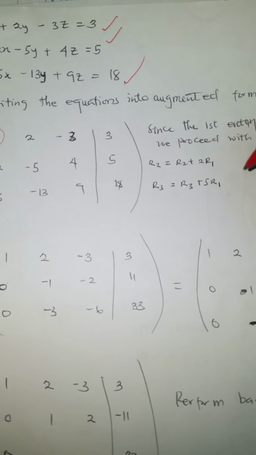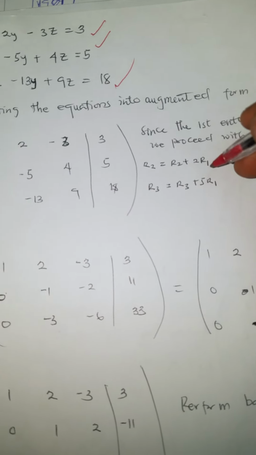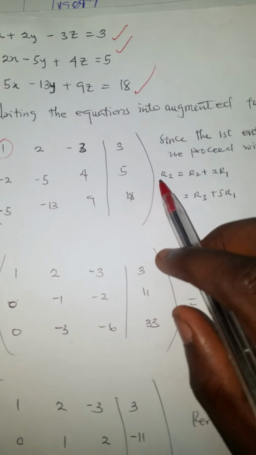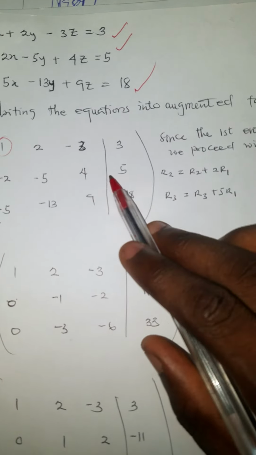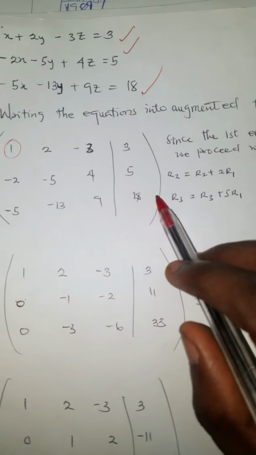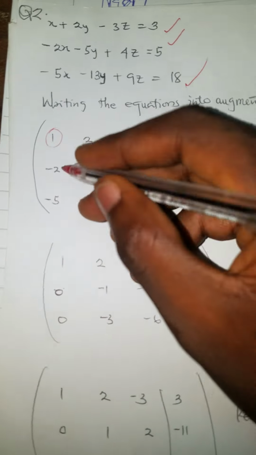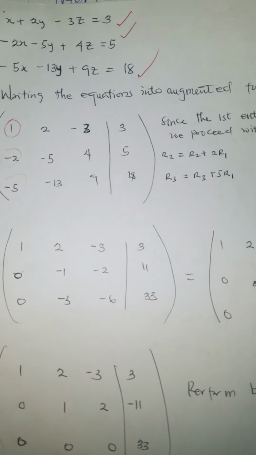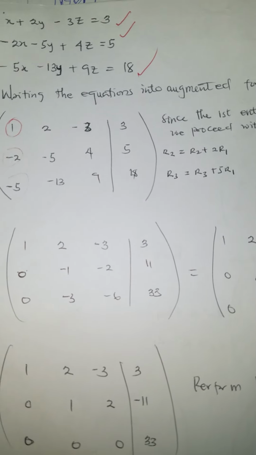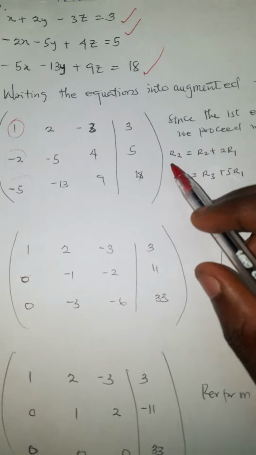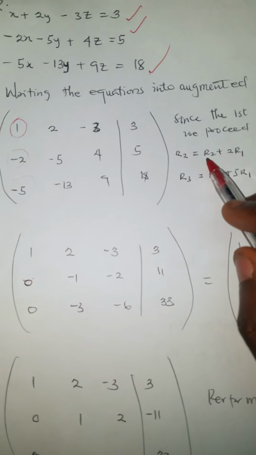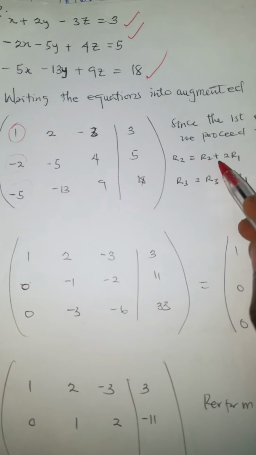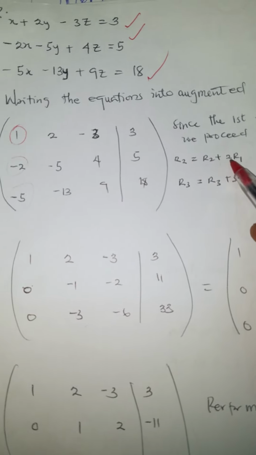Again, so what you do is you say row 2. We now look for our new rows, the new row 2 and row 3, because we want to change this value to 0, this value to 0, that value to 0 and that value to 0. So we'll say that the new row 2 is equal to row 2 plus 2 row 1.